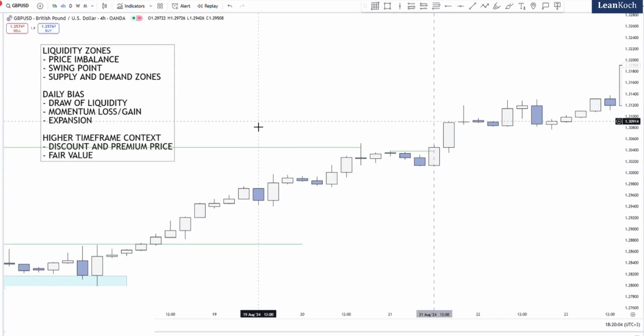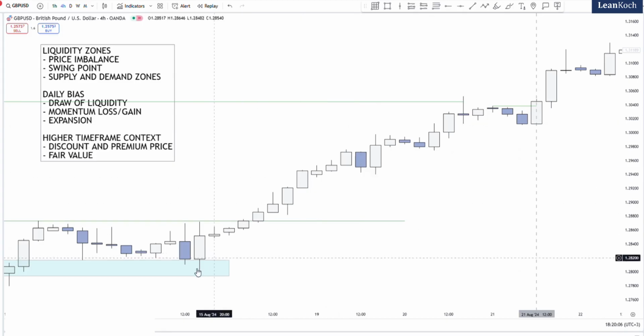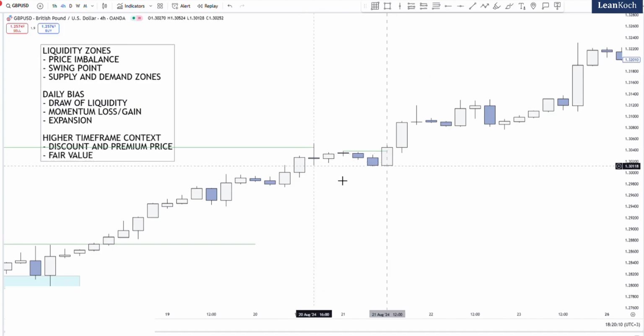So like I said, we can confirm this on a daily time frame, or we can confirm this on a 4-hour time frame. Those are the two time frames where we want to establish bias, because below that would be lower time frame, which is 1 hour that we would use to enter the market.